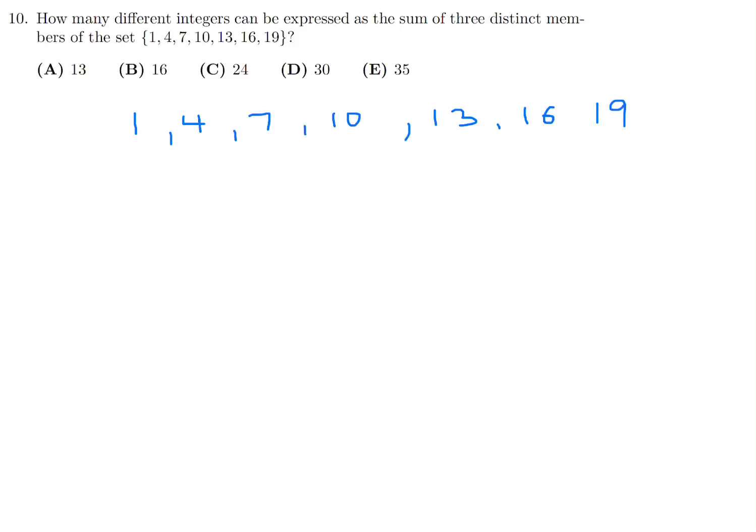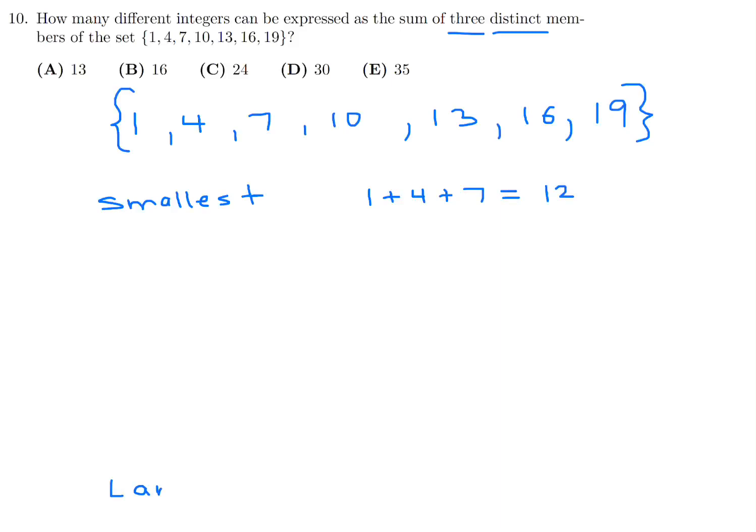All right. And we are going to choose 3 distinct members. So 3 numbers that are different. So I'm going to first choose the smallest possible, which are 1, 4, and 7. And if you do that, you'll get a sum of 12. And then I'll choose the largest ones, which is 13 plus 16 plus 19. And that sum is 48.